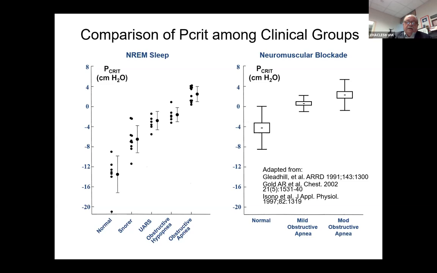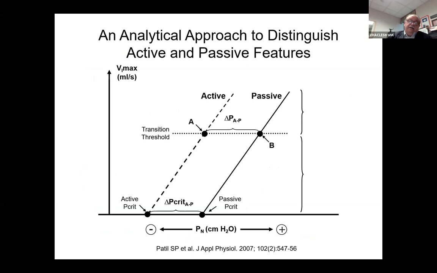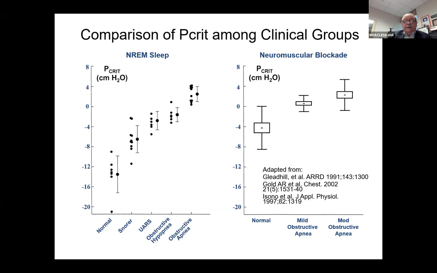So there is some feature that is taken away by neuromuscular blockade that determines P-crit. It's not just the meat, it's not just the blood pressure, it's not just the structures. There is something, some active component. Now, that's your interpretation of this data, but that's the implication. Now, we talked about passive P-crit, and active muscles then cause this move to the left, and it's active and passive features. And if we go back, that amount is maybe around 8 centimeters of water. That's a lot. So it takes minus 4 to close the airway in neuromuscular blockade, and it takes minus 12.